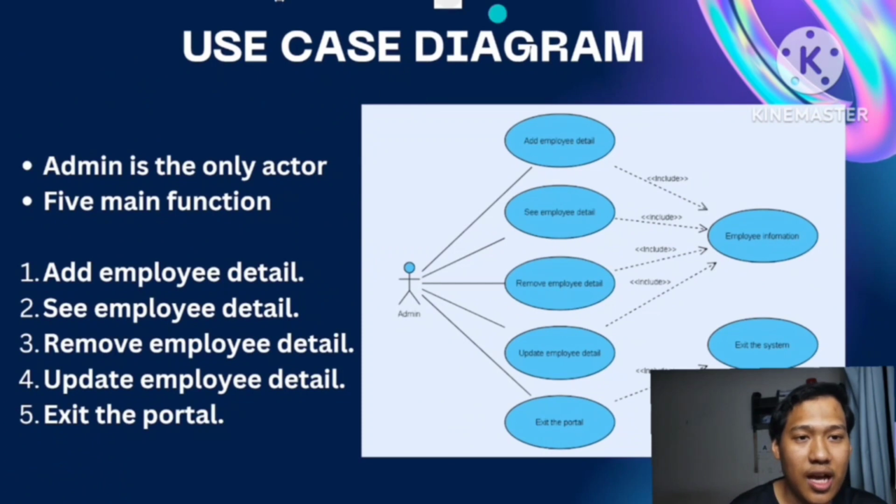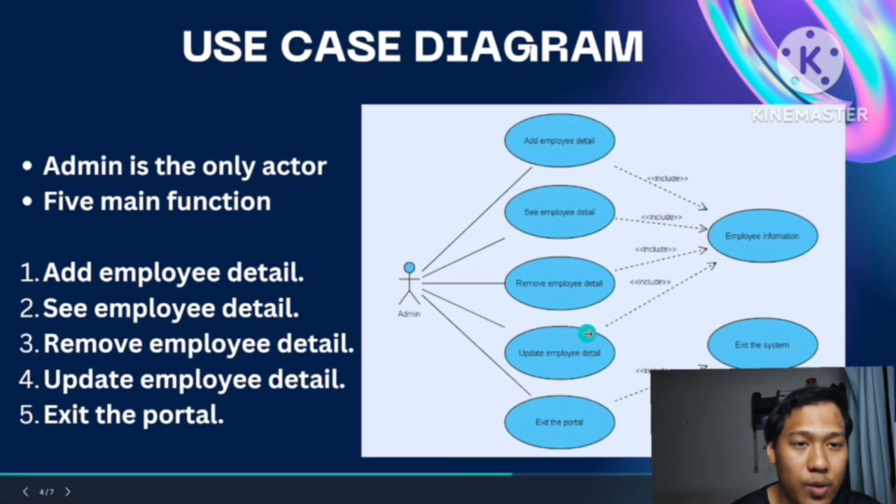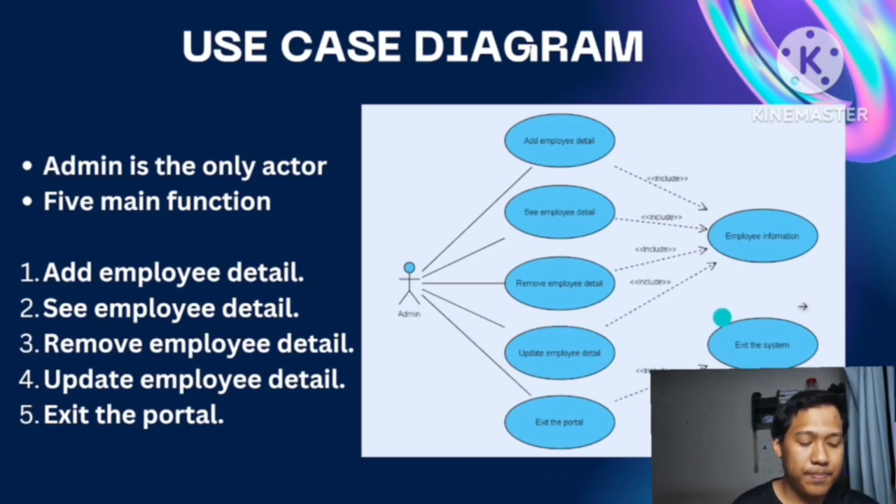This is our use case diagram, where the admin is the only actor and there are 5 main functions. The first function is add employee detail, where we can add the employee name, email, ID and the contact. And the second one is to see the employee detail, to remove the employee detail and to update the employee detail. Last one is to exit the portal, where we exit the system.